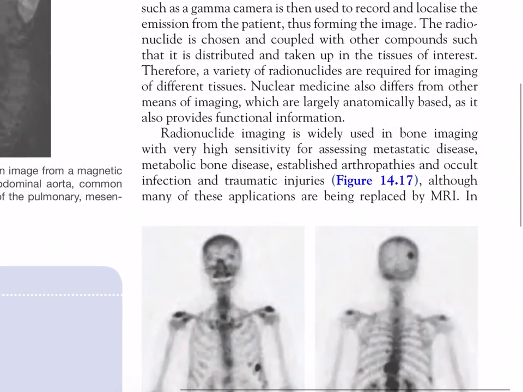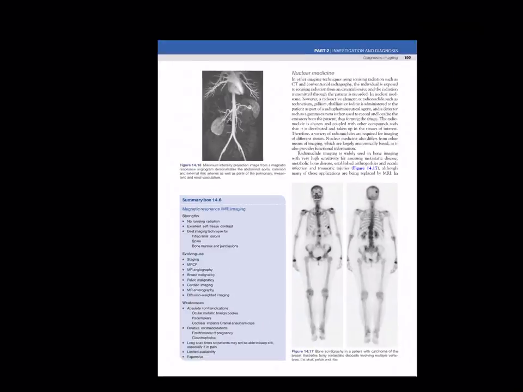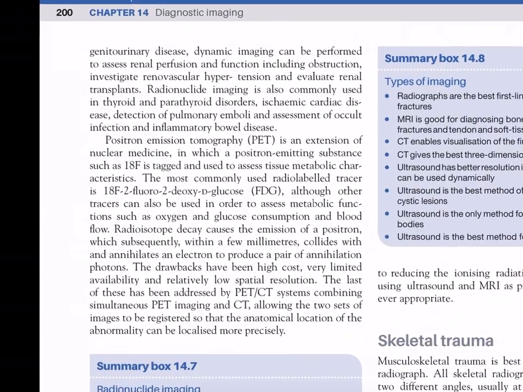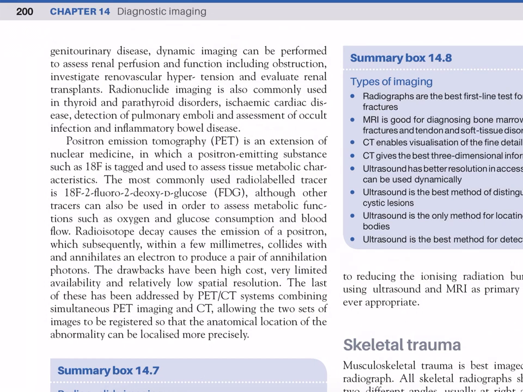Although many of these applications are being replaced by MRI, in genitourinary disease, dynamic imaging can be performed to assess renal perfusion and function, including obstruction, investigate renovascular hypertension and evaluate renal transplants. Radionuclide imaging is also commonly used in thyroid and parathyroid disorders, ischemic cardiac disease, detection of pulmonary emboli and assessment of occult infection and inflammatory bowel disease.